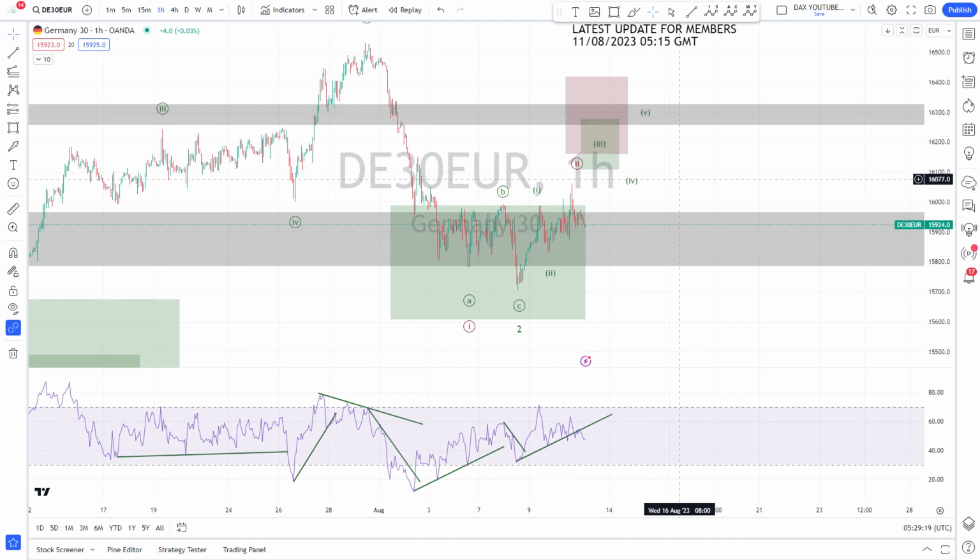Then we can go down again as wave 2, and then wave 3. More upside, but wave 3 is not in yet. This is too weak as a wave 3. So this came after the inflation data release, and if you see this, then you know that this rally will fail, and that we will go down again.